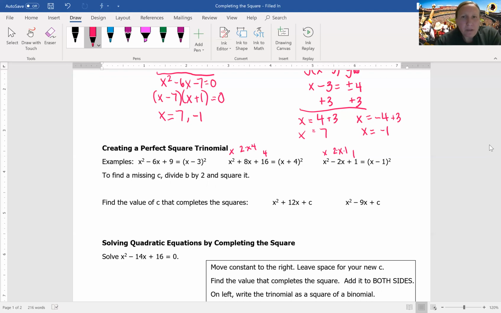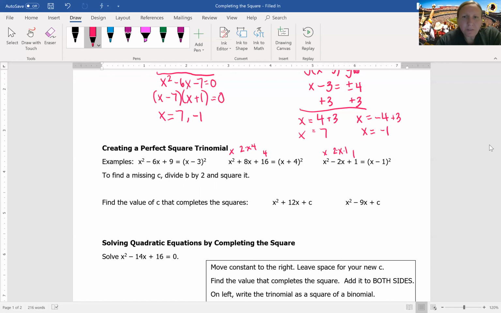So because that middle term is 2 times the first thing times the second thing, what we can do to find this piece, in this case when all our a values are 1, we're going to divide b by 2 and then square it. So you'll see over here, this is 6 divided by 2, which is 3, and 3 squared is 9. 8 divided by 2 is 4, 4 squared is 16. I should have technically said -6 over here. -2 divided by 2 is -1, squared is 1.